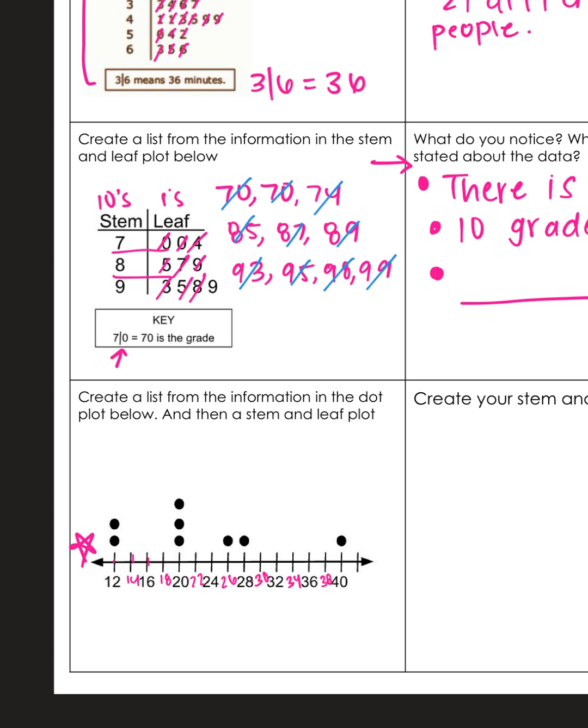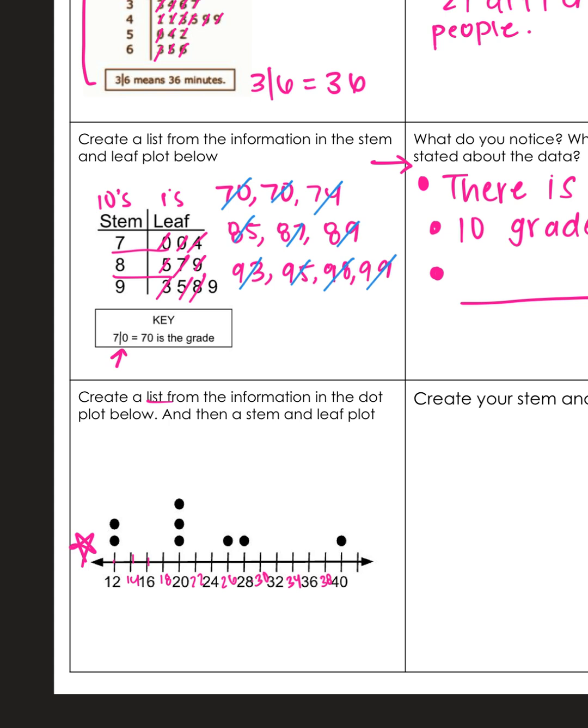All right, now it says to make a list. Now that I've filled out all my tick marks, I'm going to make a list, and I'm going to make it a little bit easier for myself. I have 12 all the way to 40, so I'm going to go ahead and go by 10s, 20s, 30s, and 40s, and this is what I mean.